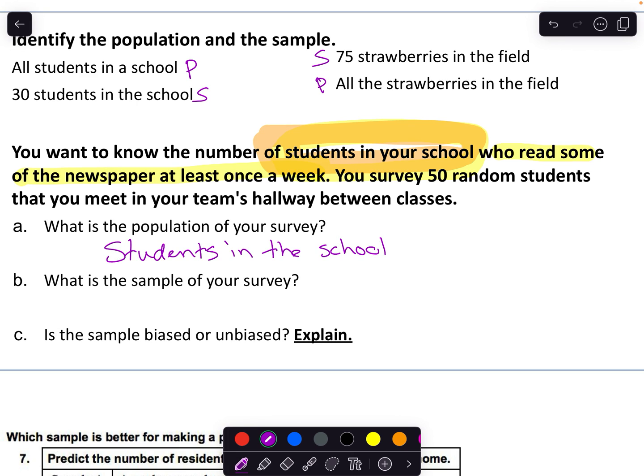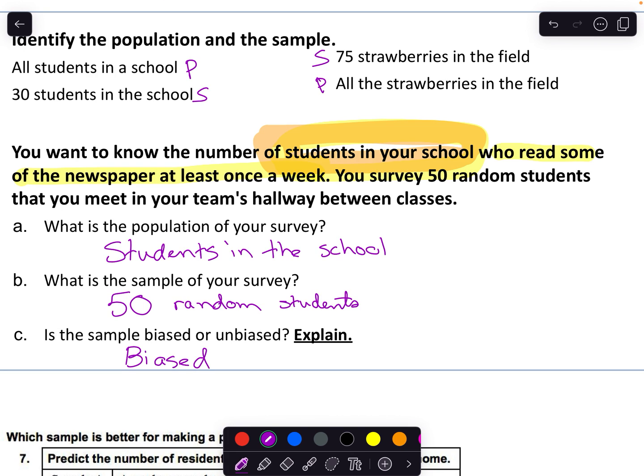What is the sample? Those would be the people that we talk to. So the 50 random students, right? Is it biased or unbiased? Ask yourself that question now. Like, what do you think? Is it biased or unbiased? I would probably say this is going to be biased.